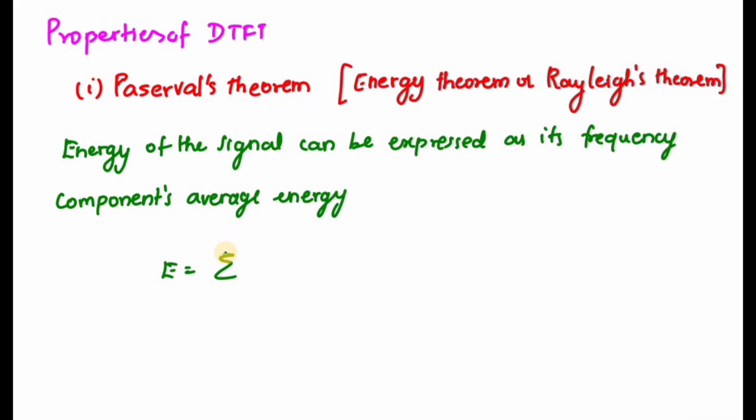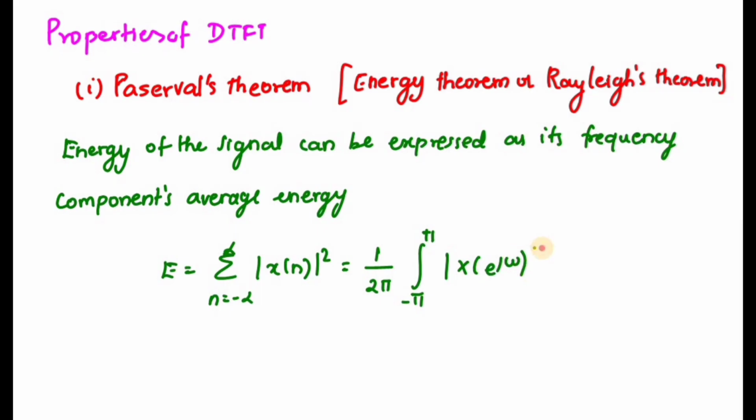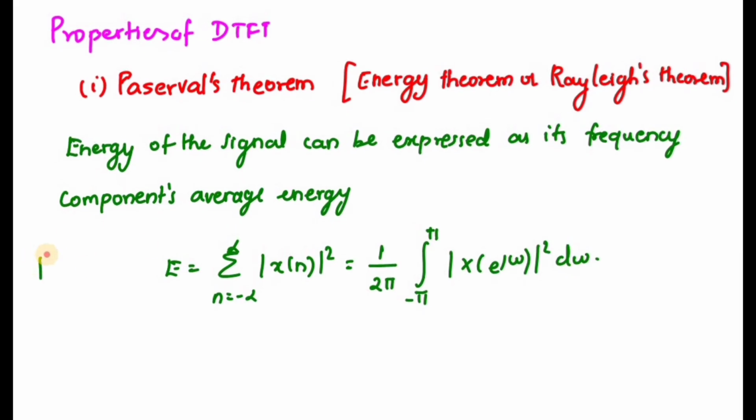The energy, the summation from minus infinity to infinity of the modulus of x of n, the whole square, is equal to 1 divided by 2 pi times the integral from minus pi to pi, since it is 2 pi, of the modulus of X of e power j omega, the whole square, d omega. So I'm going to prove this one. This is what I need to prove.